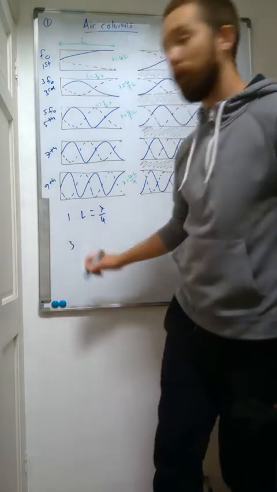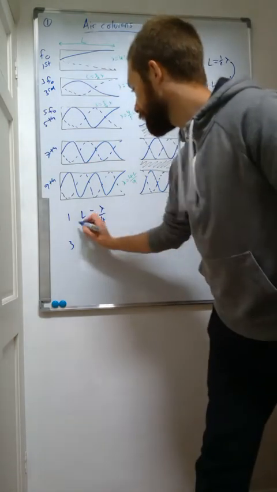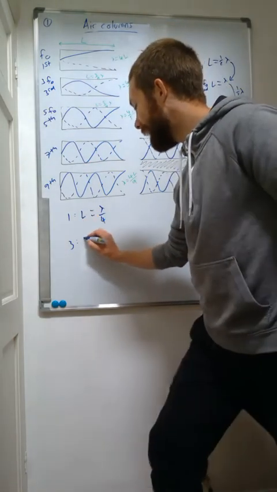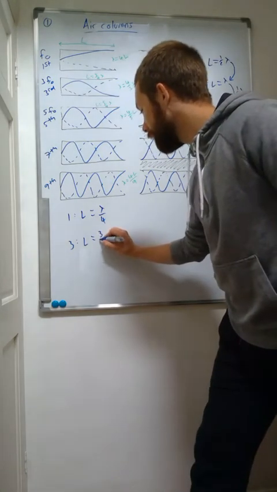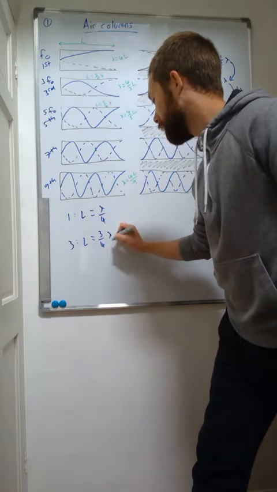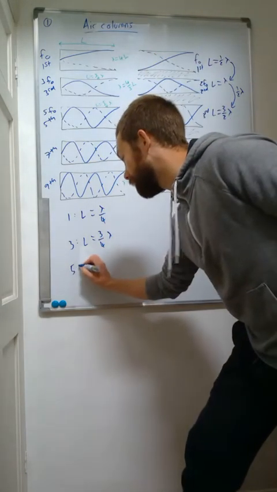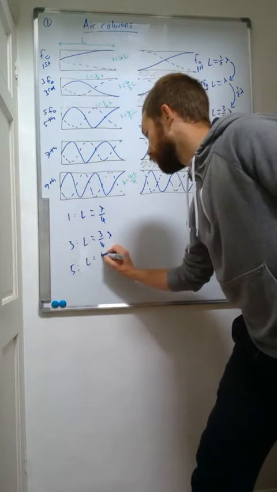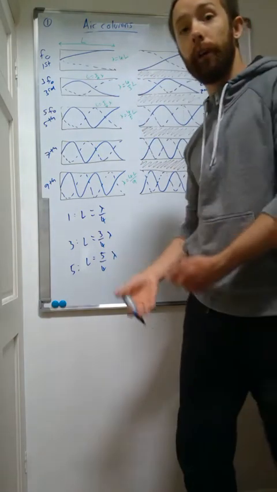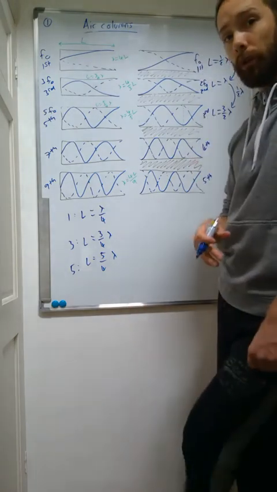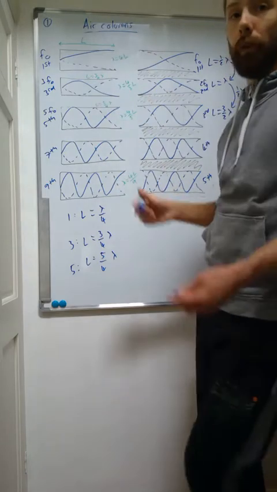Now in our third harmonic, which is actually the next available possibility, we're going to say L is equal to 3/4 lambda, which is an extra half of a wavelength. And in the next possibility, we're going to say L is equal to 5/4 lambda, which again is an extra half of a wavelength. And again, that's really important, and we're going to talk about that in the next thing that I'm going to do, and I'm going to clear this board before I create that.